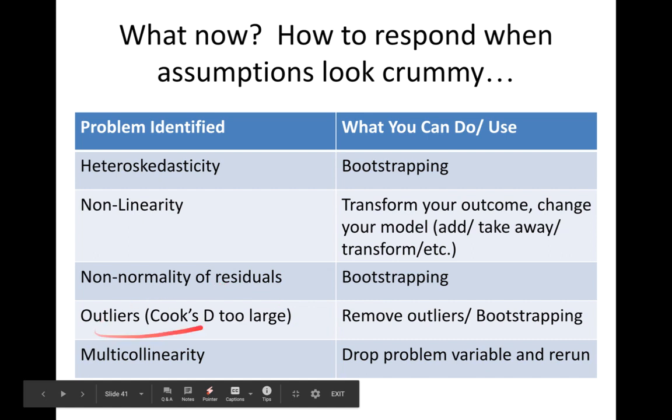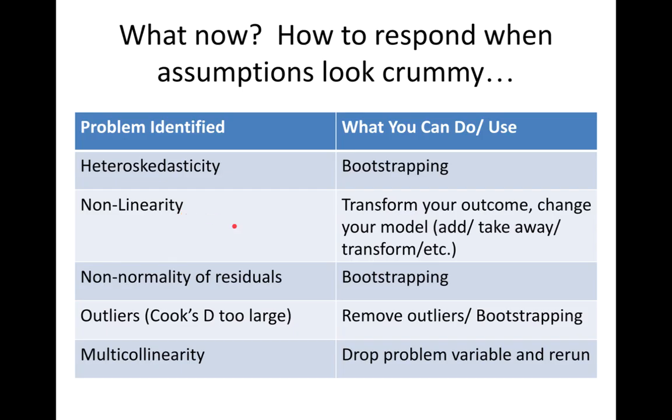If you have a regression outlier, you could also remove that outlier and rerun your results. That's fine. If you have evidence of nonlinearity, that's more a time to stop and ponder. What am I missing? Am I missing some kind of nonlinear effect, some squared or quadratic effect I need to put in?